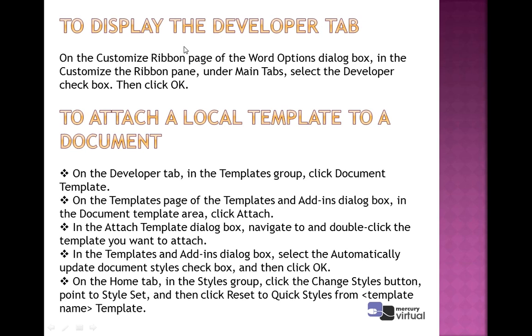Next is how to display the developer tab. On the customize ribbon of the Word options dialog box, in the customize the ribbon pane under main tabs, click the developer checkbox and then click OK.